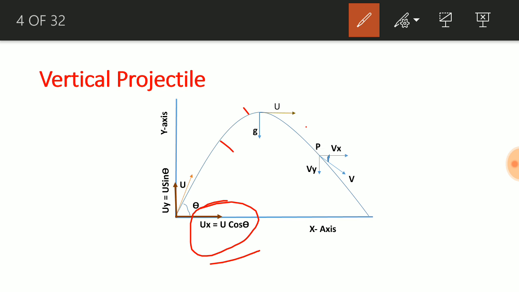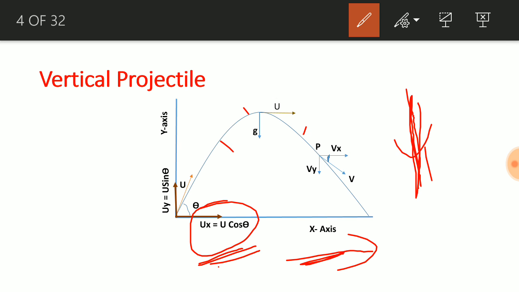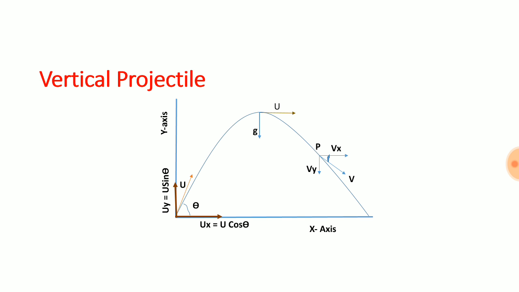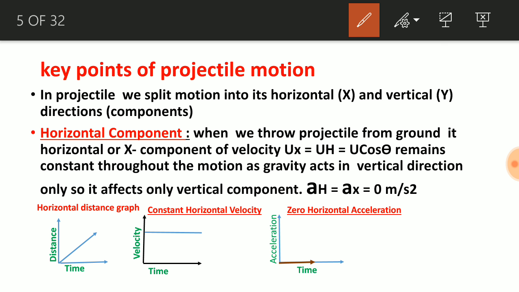Whatever the position, here or here, this remains constant throughout the motion because this is towards the x-axis, and we know that in projectile motion only one force acts, that is gravity, and gravity always attracts a body towards the center. It means it acts towards the y-axis. For the motion along the x-axis it does not show any influence. Because of that, this velocity remains constant. If velocity remains constant, then our graph will be like this. This is for constant velocity, a straight line. Time is changing but velocity is a straight line.